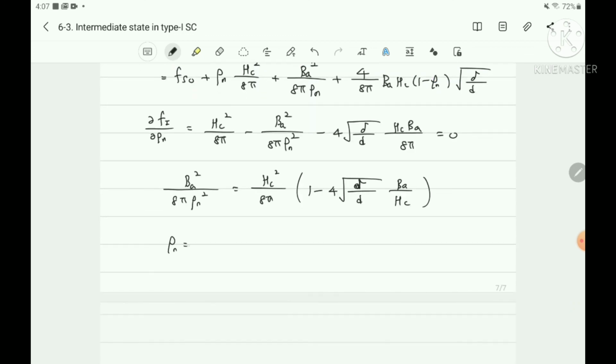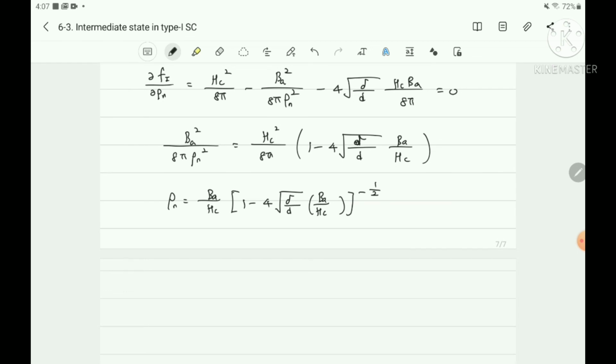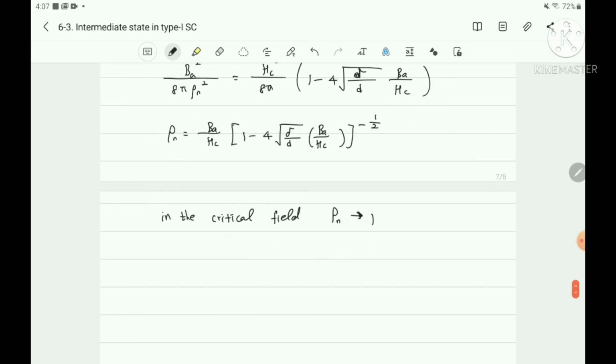Therefore, rho n, the normal state volume fraction, is Ba over Hc times 1 minus 4 square root delta over D Ba over Hc, to the minus 1/2. Here, at the critical field, the normal state becomes 1 and the total sample becomes a normal state. Therefore 1 equals Ba over Hc times 1 minus 4 square root delta over D Ba over Hc, to the minus 1/2.